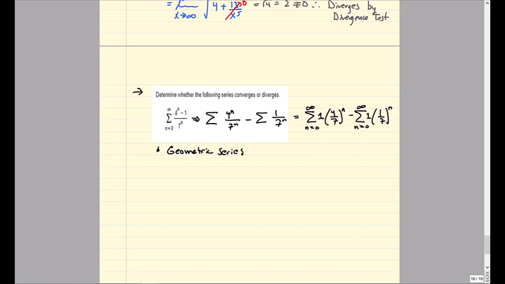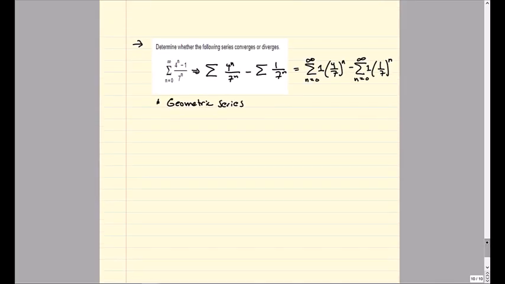because I'm summing from 0 to infinity. So both are geometric series. So let's look at the first one. Let's look at our r value for the first one. So here r is equal to 4/7. Now the criteria for the geometric series is that if the absolute value of r is less than 1, which it is here, this converges.